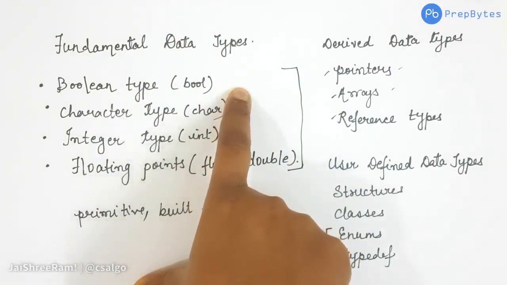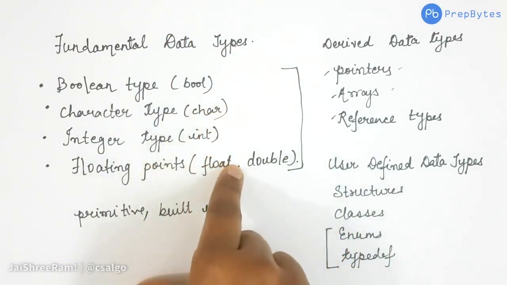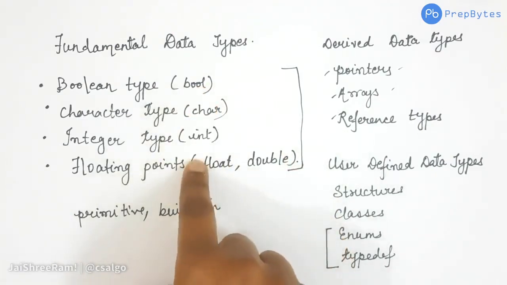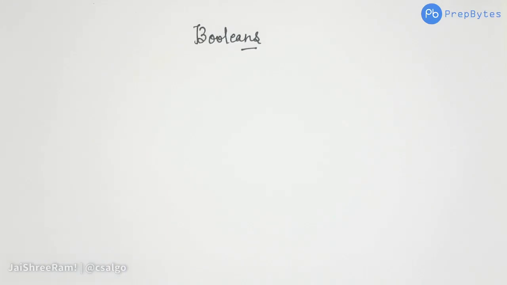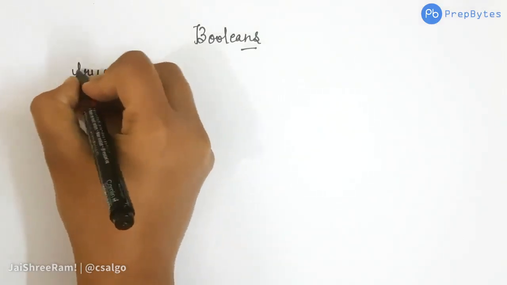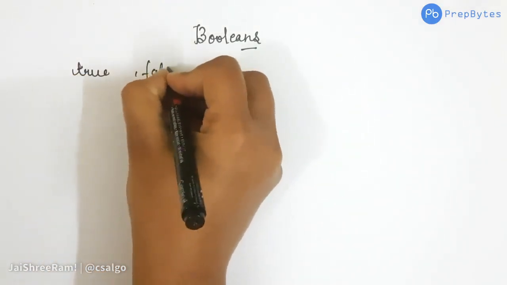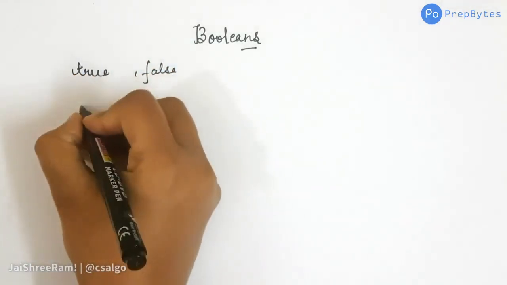We will talk about it and we will also see what the size of each data type is. When I talk about the size of a data type, I mean what amount of space these data types take in memory. So starting from Boolean, let's first talk about the Boolean data type. Boolean data types can have two values, true or false.